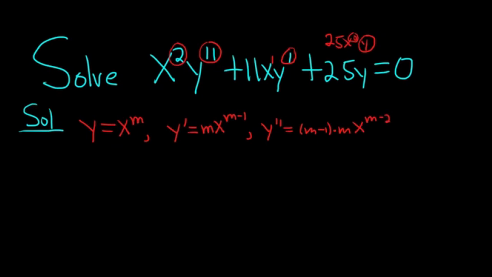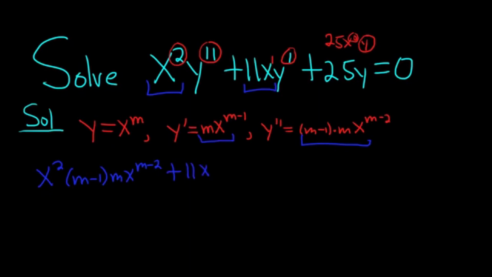Now we're ready to plug everything into the differential equation. So we have x squared, and then y double prime is this piece here. So m minus 1, m, x to the m minus 2. Then we have 11x, so plus 11x, y prime, so that's this piece here. So m, x to the m minus 1. And lastly, we have 25y, so plus 25, and y was just x to the m. And this is all equal to 0.